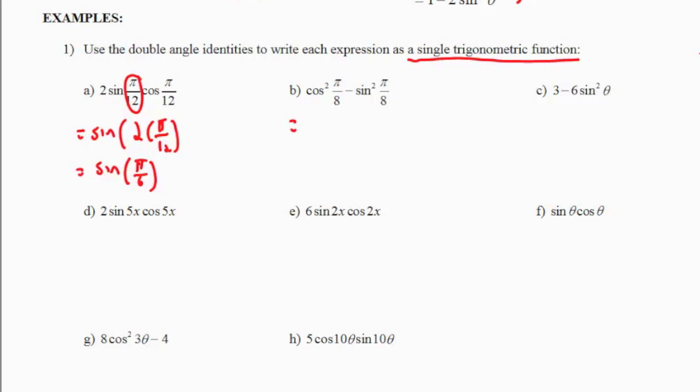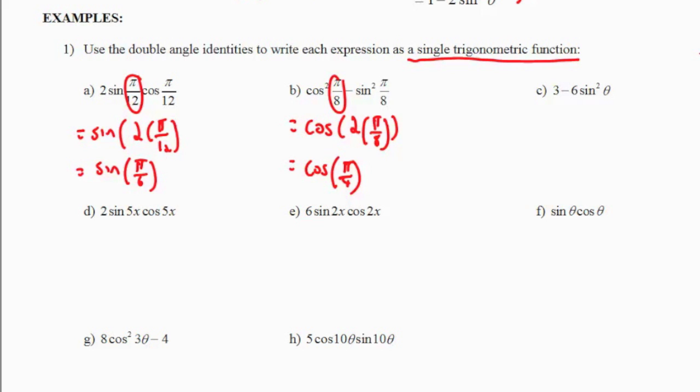Let's look at part B. Well, again, if it's not 2 sine theta cos theta, then it has to be the cosine of 2 times theta. Again, that's theta, so pi divided by 8. And we end up with the cosine of pi over 4. Nice!